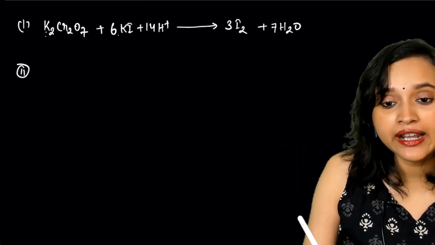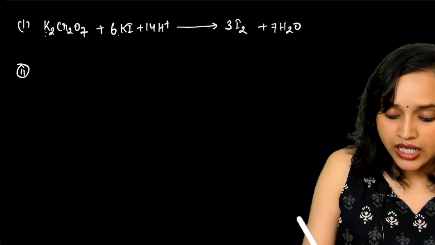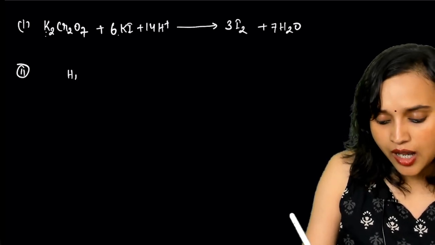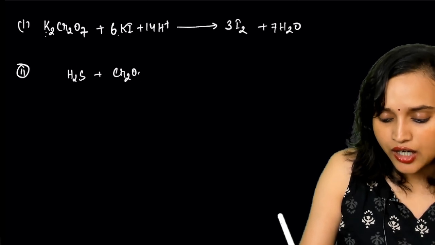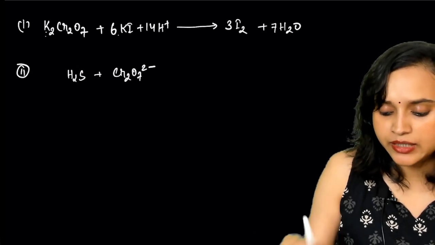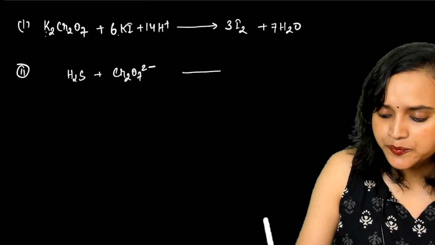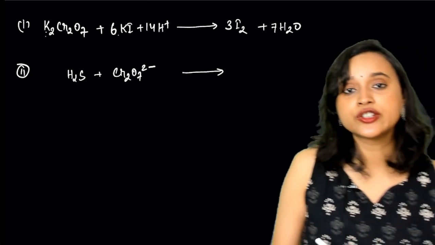Now let's take a look at H2S, hydrogen sulfide. So what will happen? You have H2S, plus you are going to take Cr2O7 2 minus. Let me write it this way, because K2, right? Yes, I can do this. Now from here, H2S is going to get converted to what?